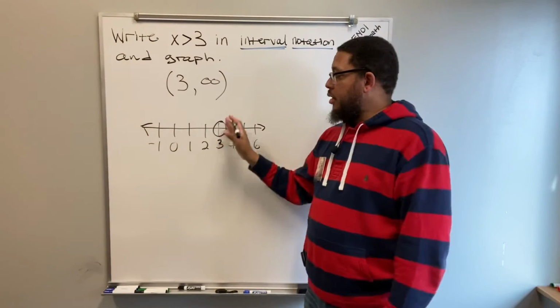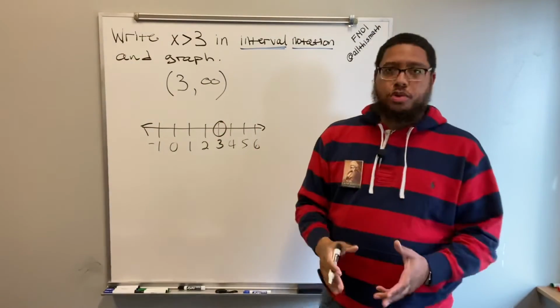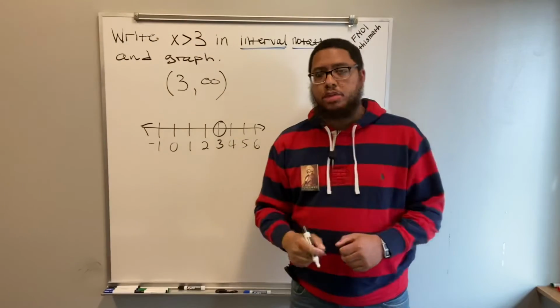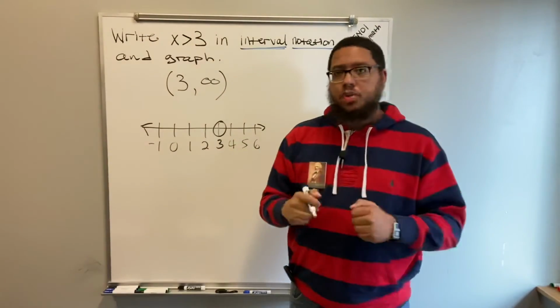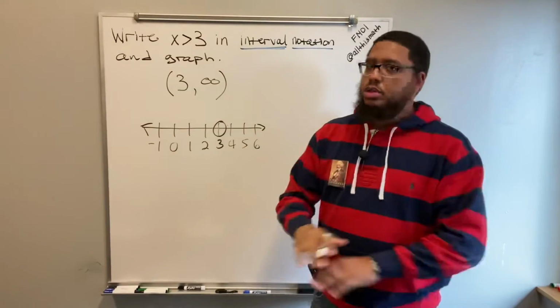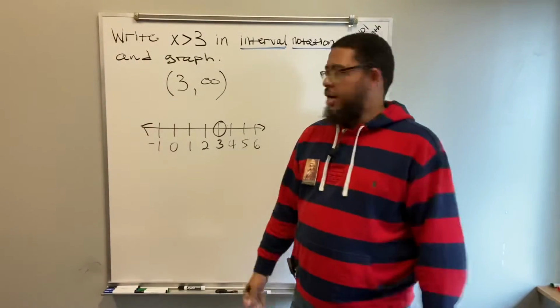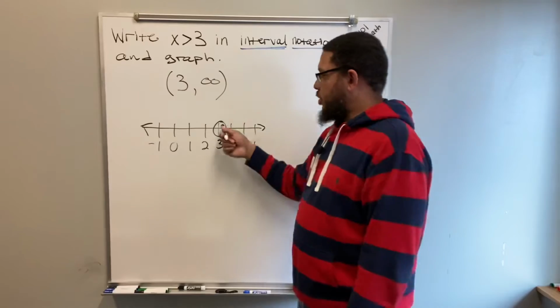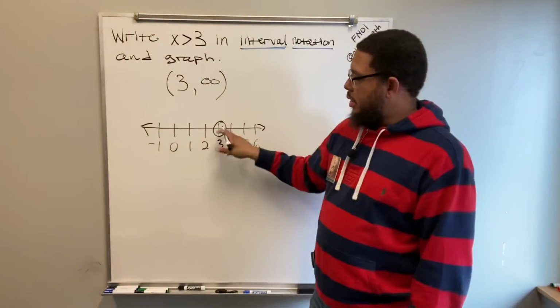We shade it in if the boundary point is included. This is a rule for you. You probably want to write this down in your notes. If the boundary point is included, you shade in the circle. If the boundary point is not included, you don't shade in the circle. All right? Included, shaded. Not included, not shaded.